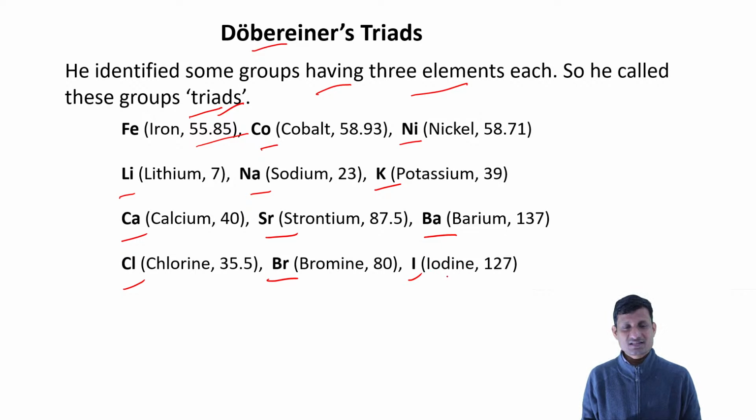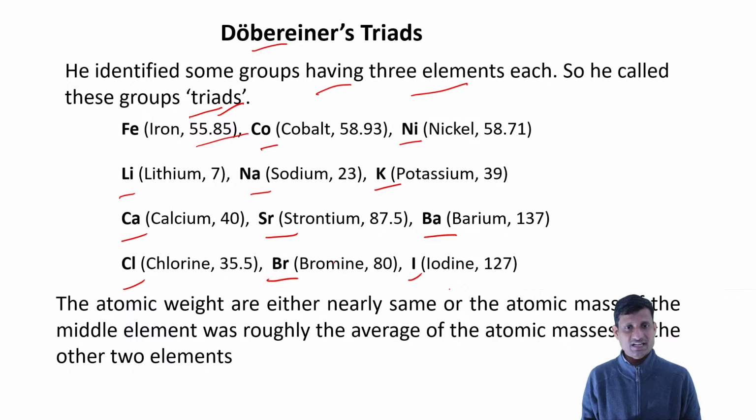On what basis did he make these triads? It is based on the atomic weights of these elements. He proposed that the atomic weights are either nearly the same, or the atomic weight of the middle element is roughly the average of the atomic weights of the other two. If we think about the first triad, the atomic weights of iron, cobalt, and nickel are pretty much the same. The values are given here.